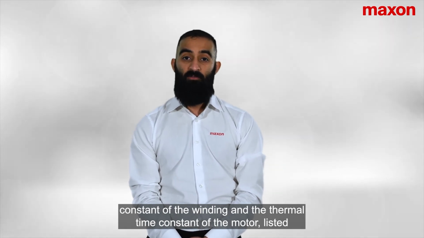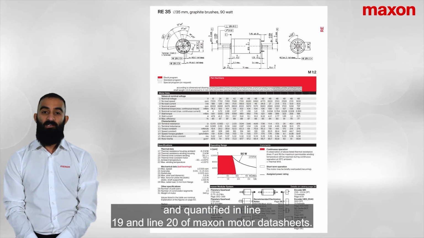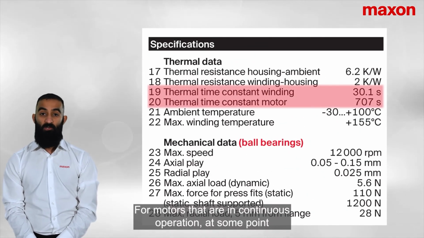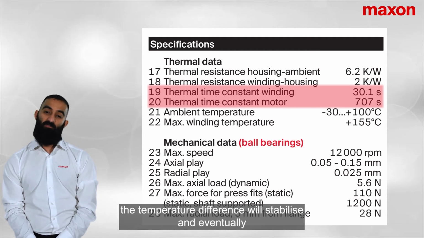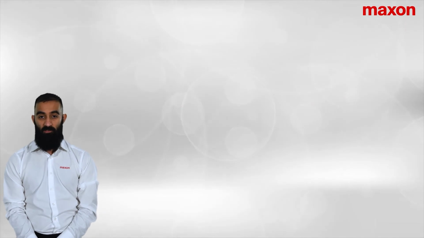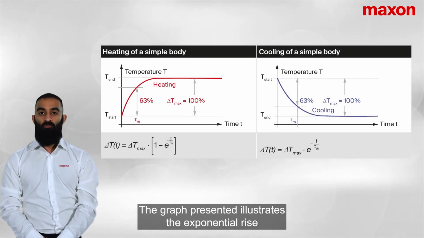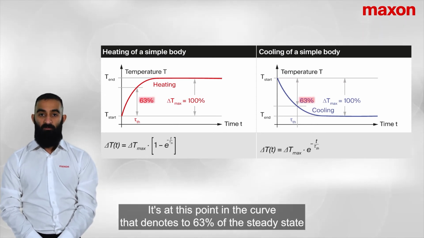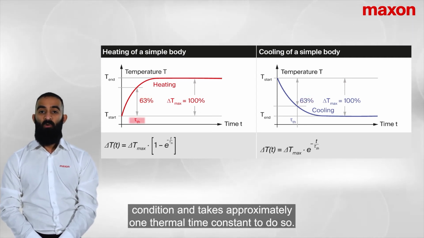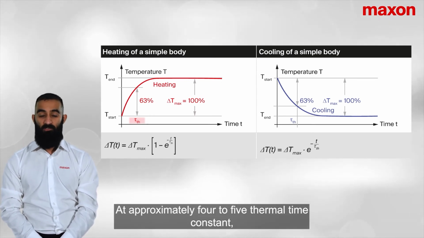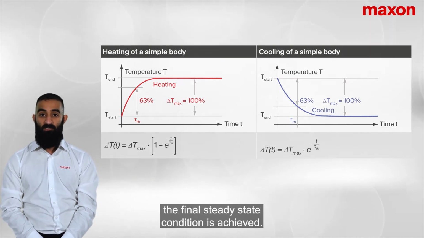The last parameters that I'd like to explore are the thermal time constant of the winding and the thermal time constant of the motor, listed and quantified in line 19 and line 20 of Maxon motor datasheets. For motors that are in continuous operation, at some point the temperature difference will stabilize, and eventually a thermal equilibrium state will be achieved. The graph presented illustrates the exponential rise of the heating and cooling of a simple body. This point in the curve denotes 63% of the steady state condition and takes approximately 1 thermal time constant to reach. At approximately 4 to 5 thermal time constants, the final steady state condition is achieved.